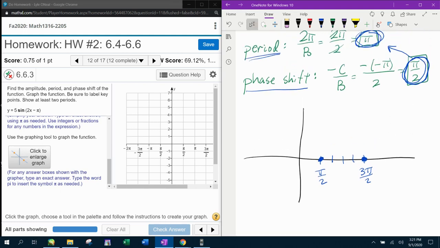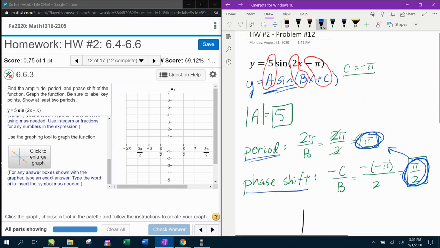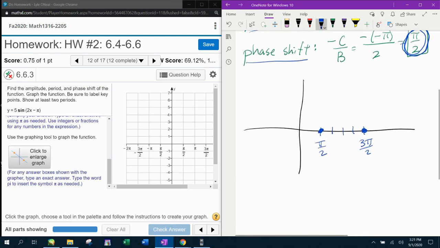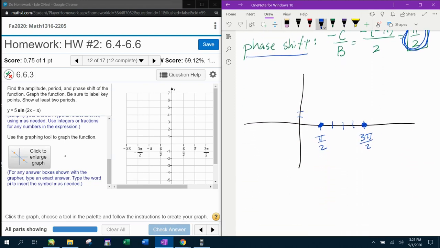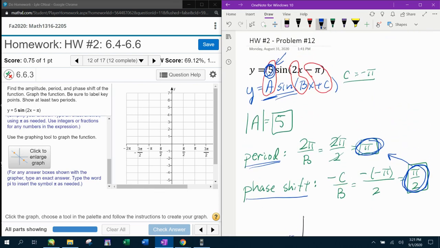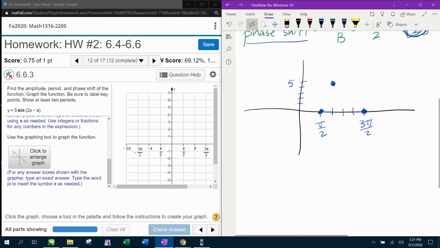Step number 5 is lay out your points. And the original value of A, the original coefficient, is positive. So that means we're going to go up to 5 at the first hash mark, okay? If this 5 here would have been negative, then at this first hash mark, we would be down at -5, okay? But it was positive, and so that means that we're going to be up at +5 first, okay?